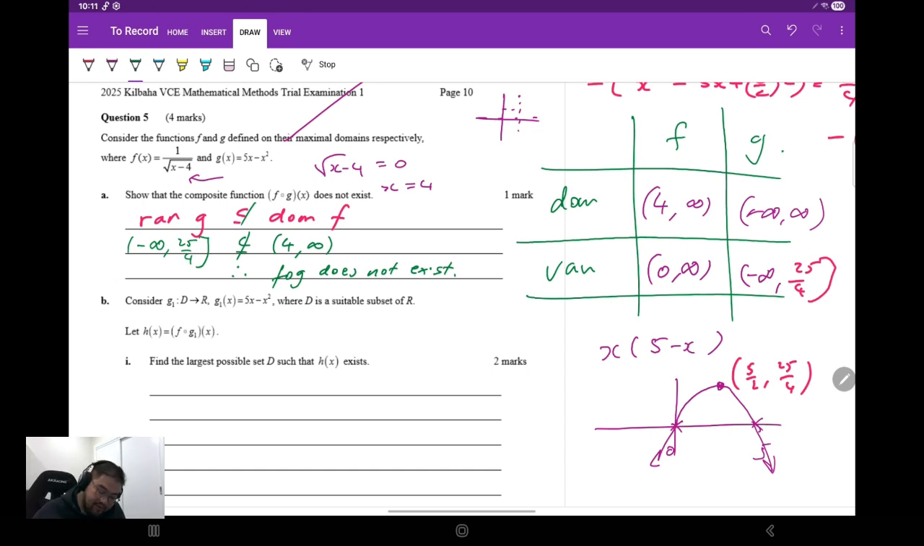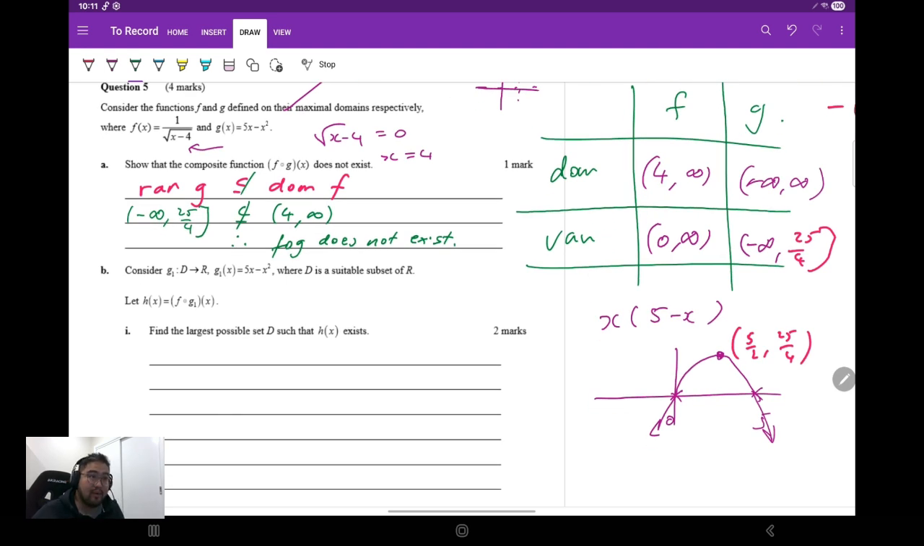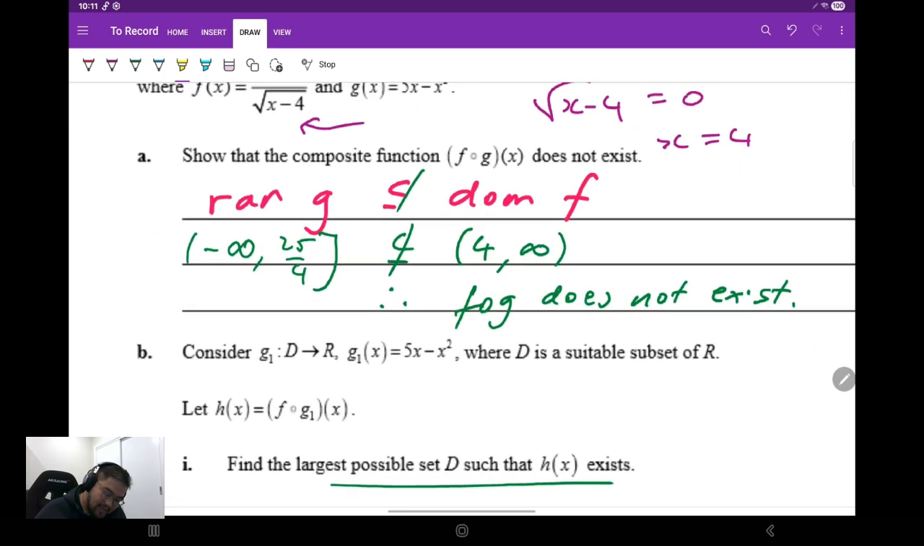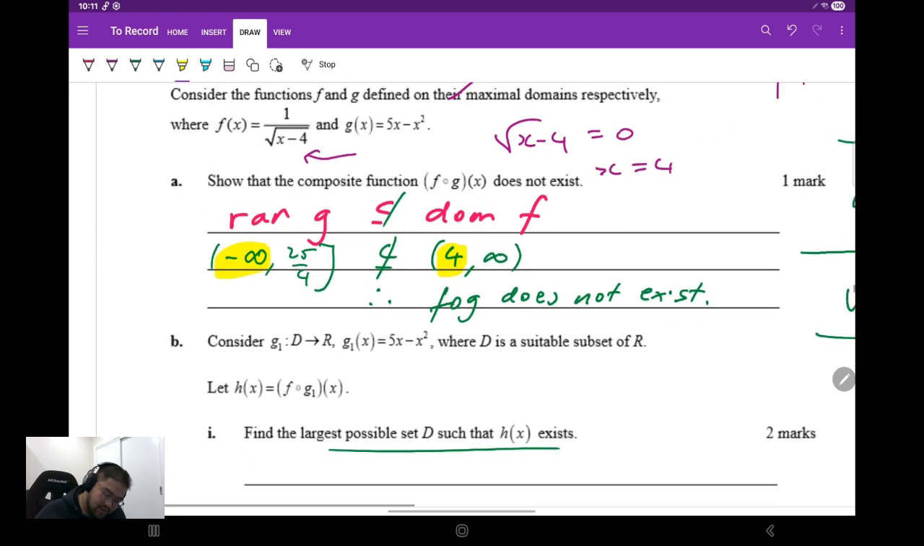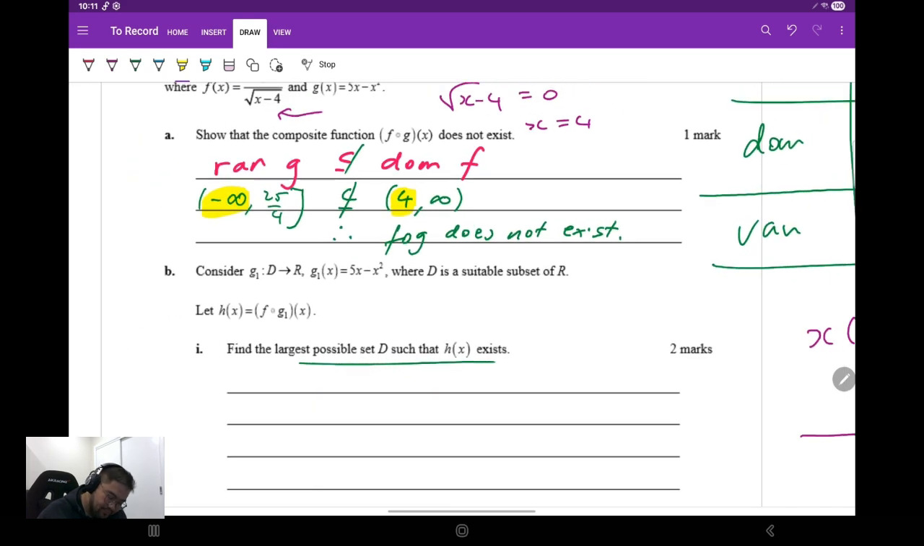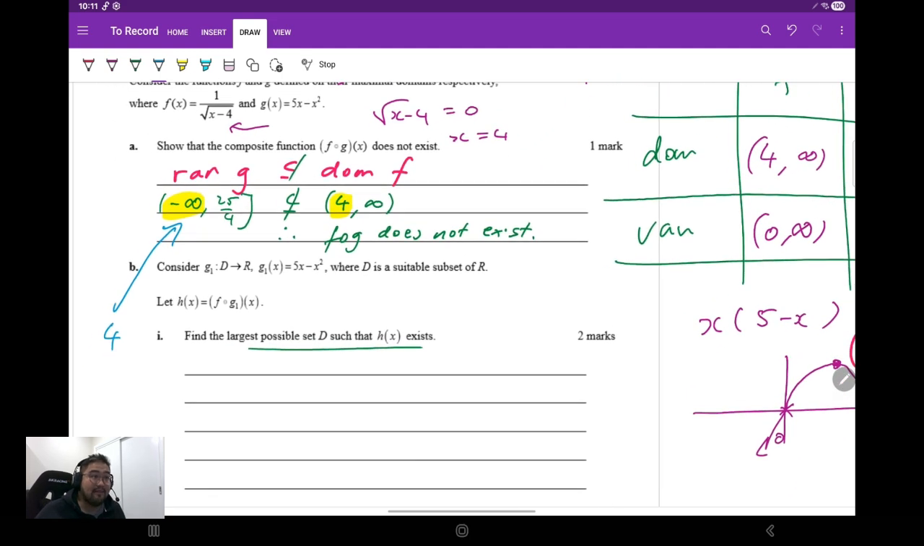Now the next question follows on: if it doesn't exist, how can we make it exist? We need to look at what's stopping us, what's wrong with this. At the moment, we see 25 on 4. Does that fit within the domain? Yes. The problem is this negative infinity. It doesn't fit within this particular domain. So in order for it to be defined, we need to knock off this negative infinity, such that the range of g ends at 4.